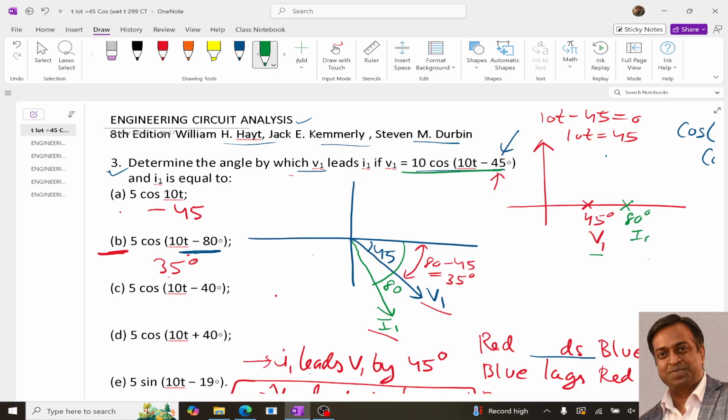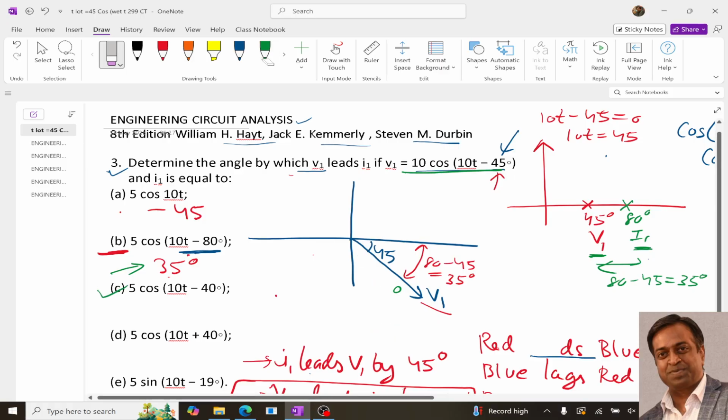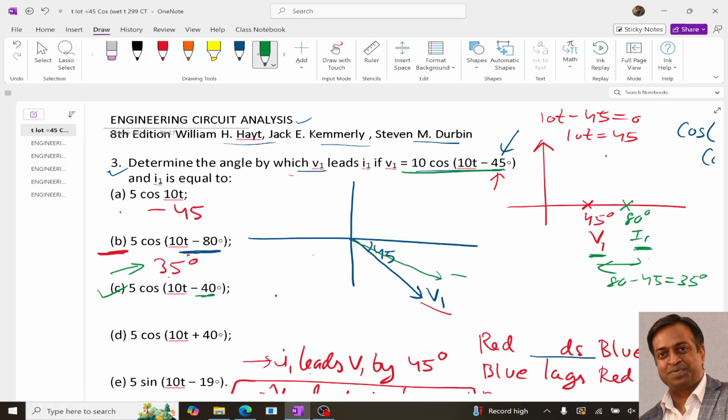Now from this you can see V1 has achieved its start before I1, so it means V1 leads I1 by what angle? The distance of this. So 80 minus 45, it is 35 degrees. So we get the same answer. Now coming to the C part. Now it is minus 40. Minus 40 means that the current will be over here.